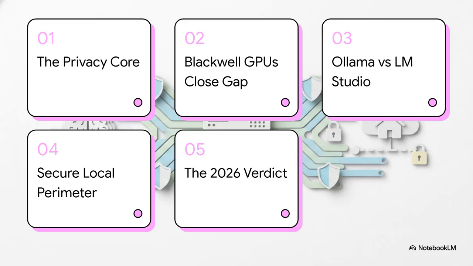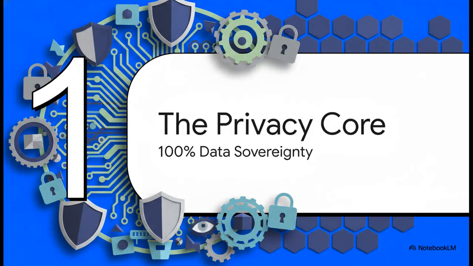Here's our quick architectural schematic for today. We're starting with the privacy core, building up through the hardware foundation, doing a quick showdown between Ollama and LM Studio at the application layer, and then locking down our security before we get to the final 2026 verdict. All right, kicking things off with Section 1, the privacy core in achieving 100% data sovereignty.